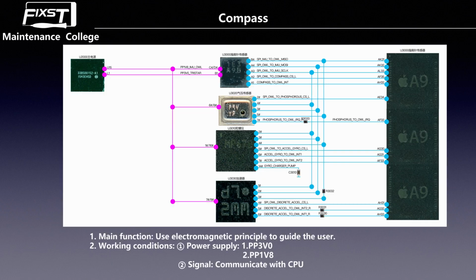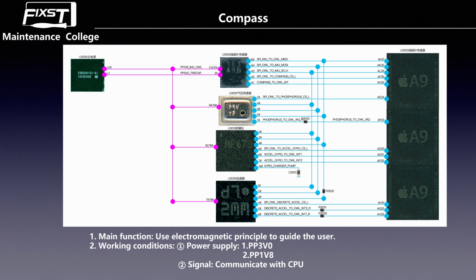Okay, now we first talk about the compass. What is its theory and principle? Before, we talked about the compass: its main function is to let us know the direction. The working conditions of the compass are two: one is power and the second is signal. As you can see here, there are two powers: one is PP 3.0 voltage, and one is PP 1.8 voltage.